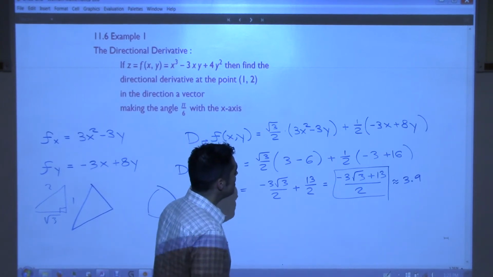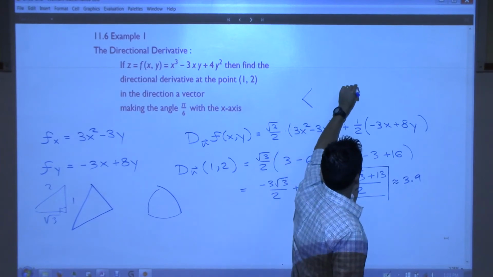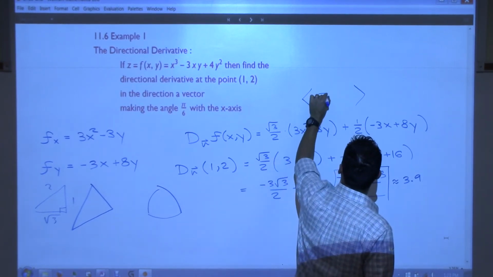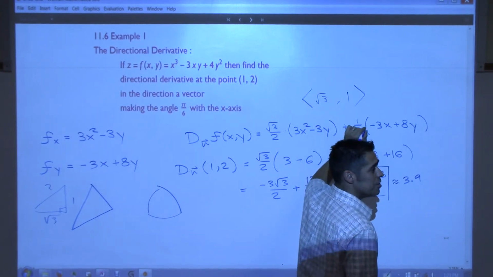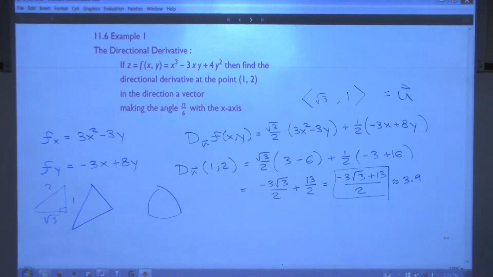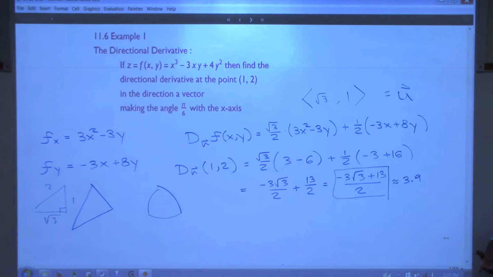Could you use what instead? Saying to multiply everything by 2, basically. You have to divide it by 2. Could you use root 3 and 1 as your u? Would that work? No, that would not work, because this is not a unit vector. So your hypotenuse would have to be 1.